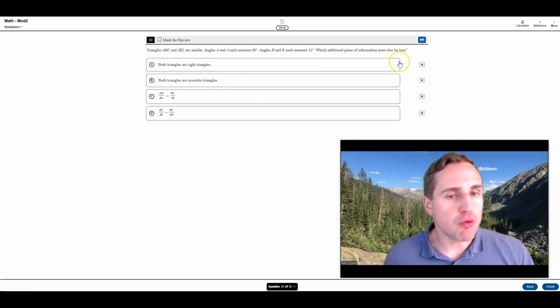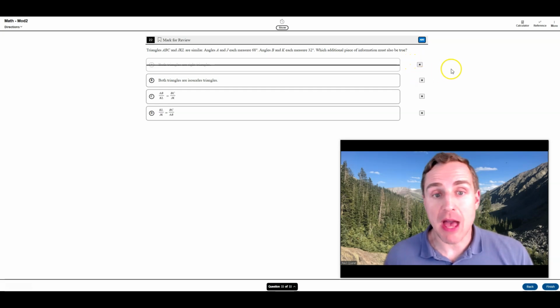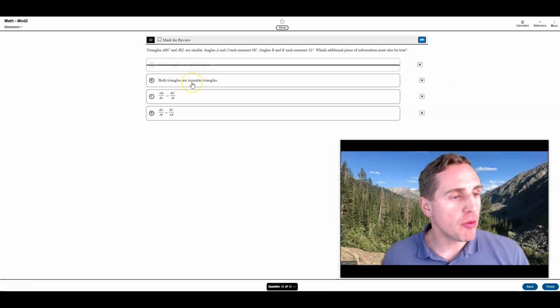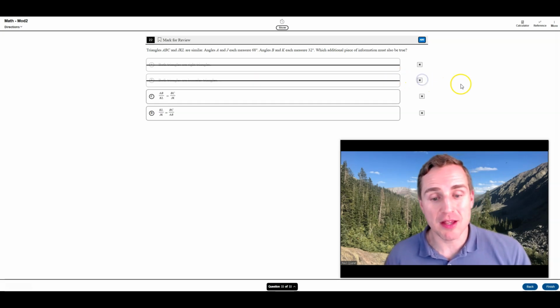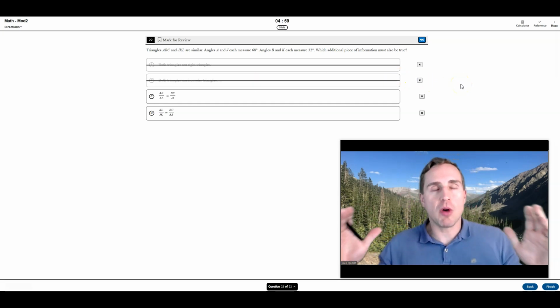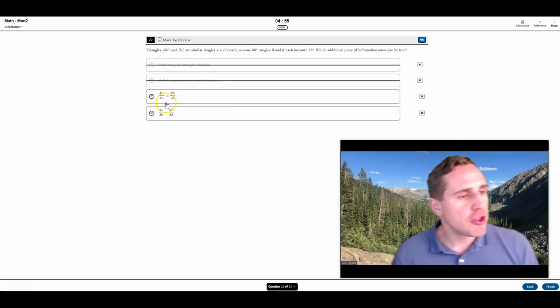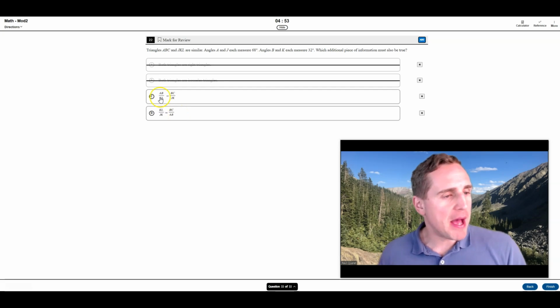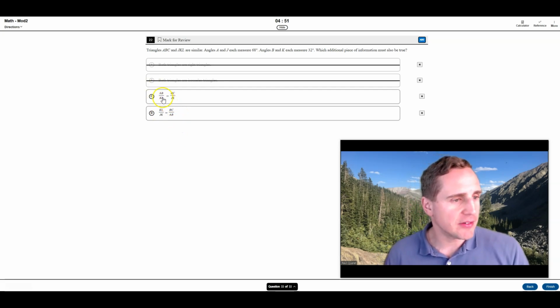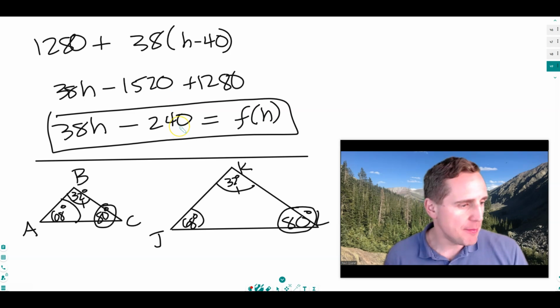Now, are they right triangles? No. None of them have a 90-degree angle. Are they both triangles that are isosceles? Well, no, because you'd have to have two equal angles to have two isosceles triangles. So then we have to think about something about the side lengths. So we're looking at something about how AB and BC are compared, and KL and JK. So AB, how does that compare to BC?